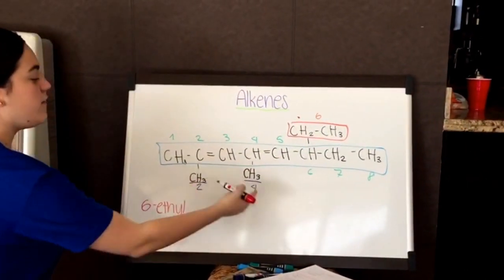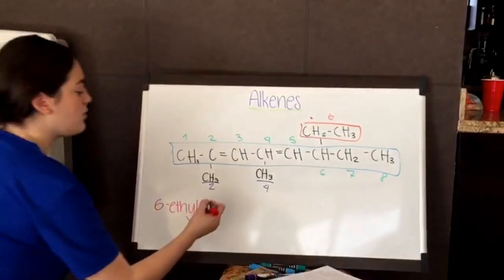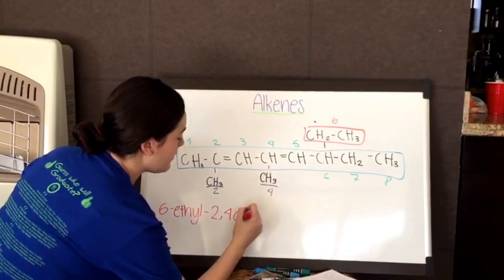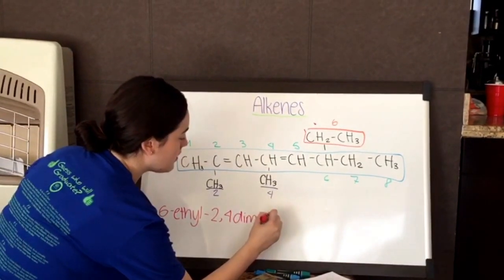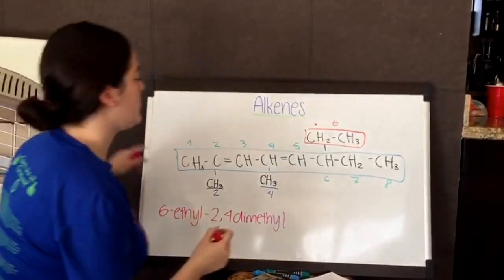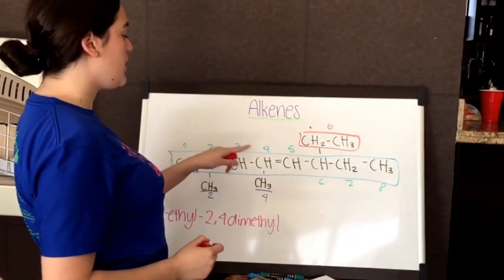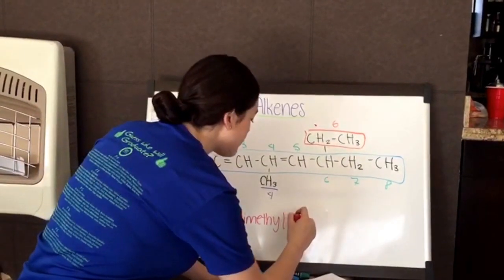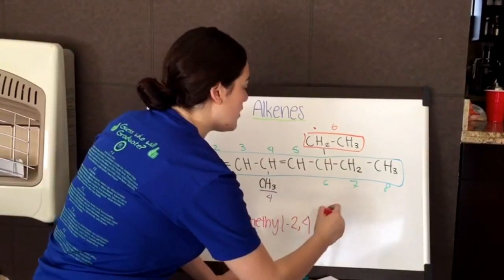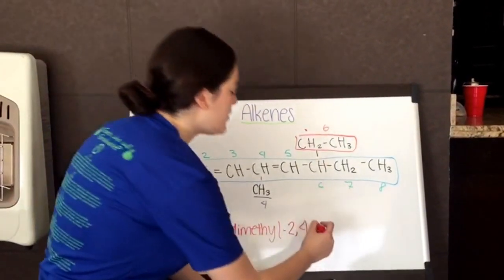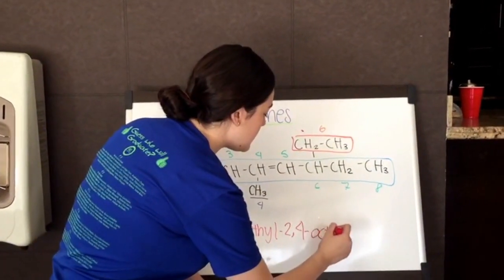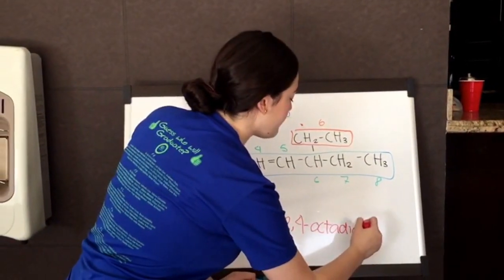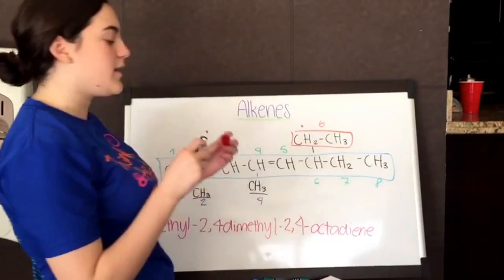Then in carbon 2 and 4 we have 2 methyls, so we put 2, 4, di, methyl, and to end, in carbon 2 and in carbon 4 we have the two double bonds, 2, 4. Since we have 8 carbons, we put octa, di, since we have 2 double bonds, ene, which is the ending according to alkenes.